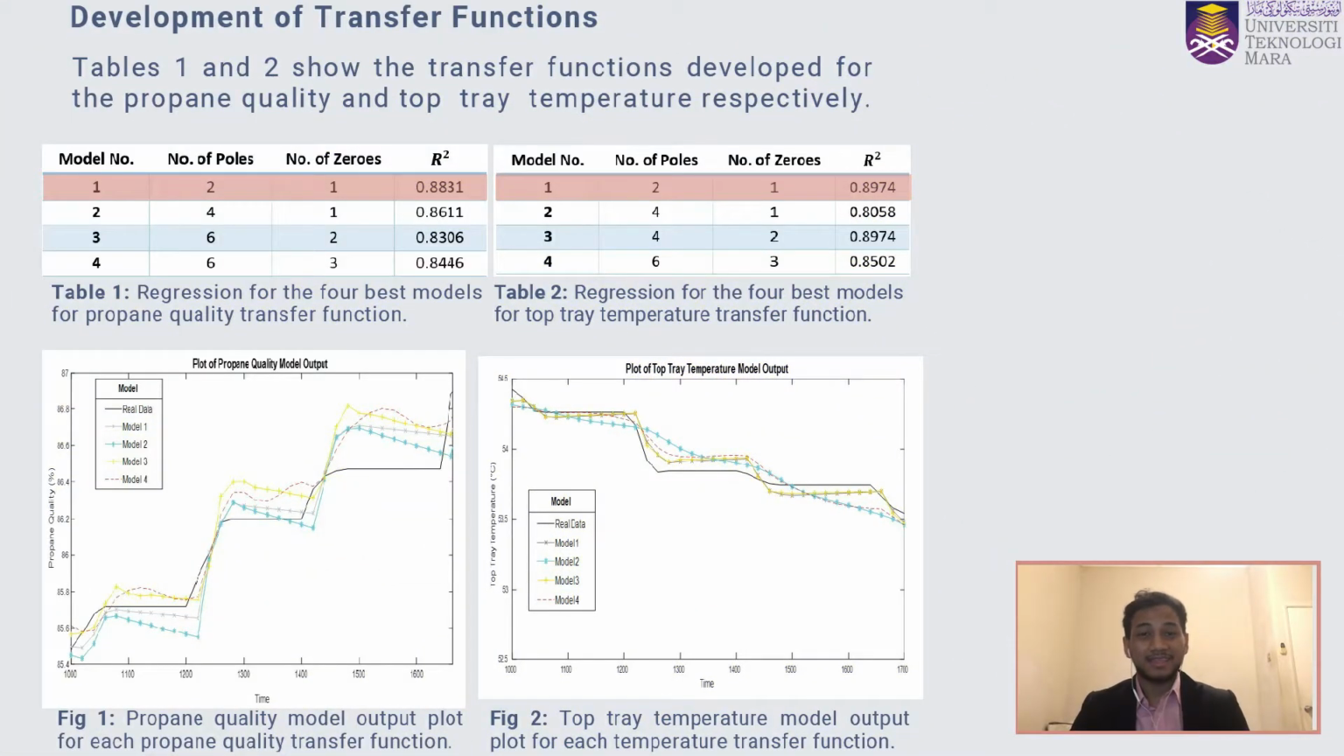Next is on the transfer functions. From table 1, it can be seen that the best model here is model number 1, with a number of poles of 2 and a number of zeros of 1 in the model itself.